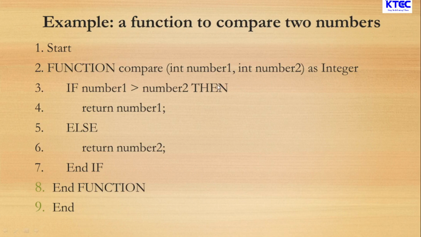So this function is used to compare two numbers, right? So this is 1, 2, 3, 4, 5, 6, 7, 8, 9. These 9 lines of code are a function. And what does it do? It is used to what? Compare two numbers. Look at all these lines of code.